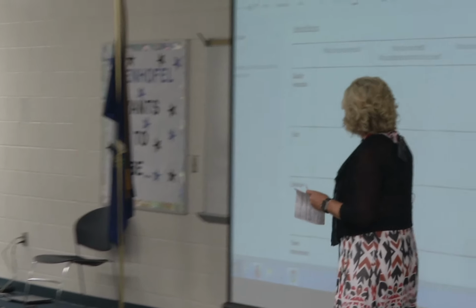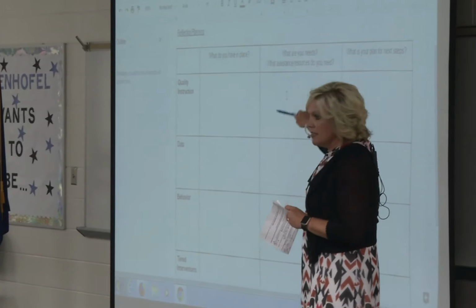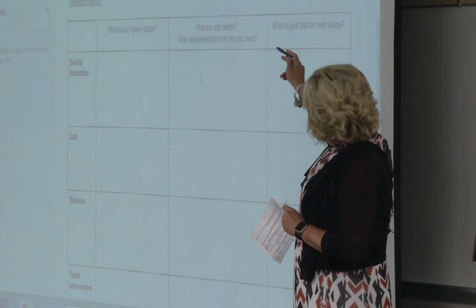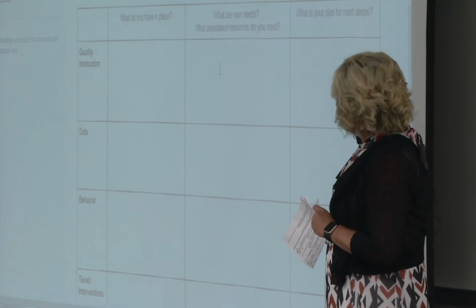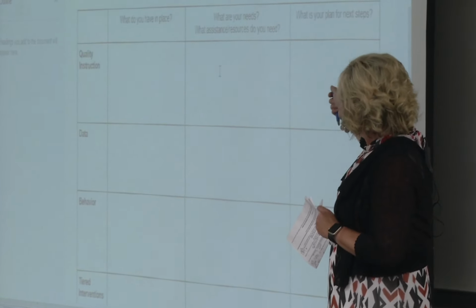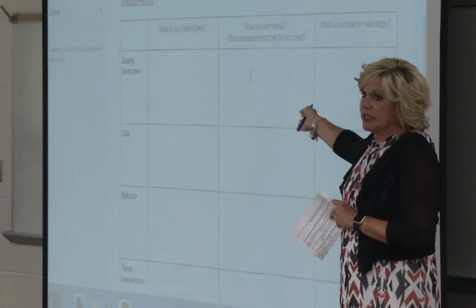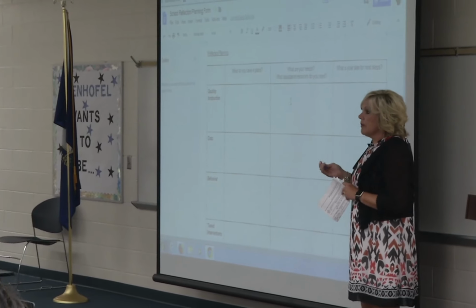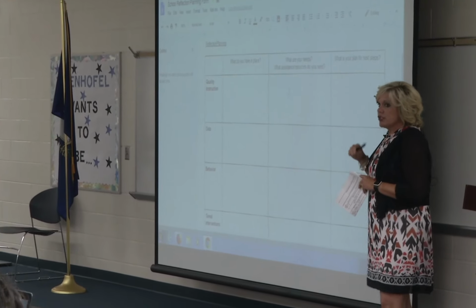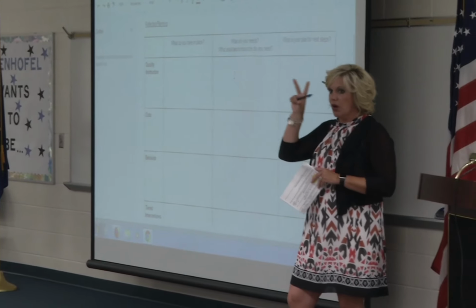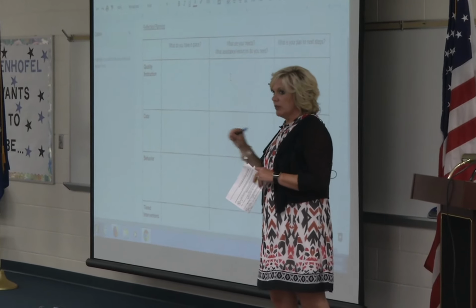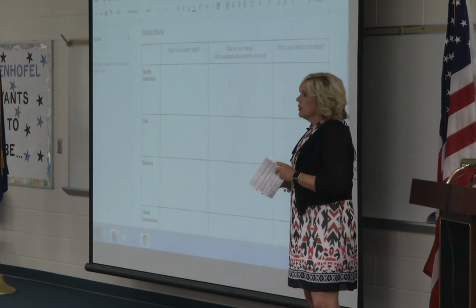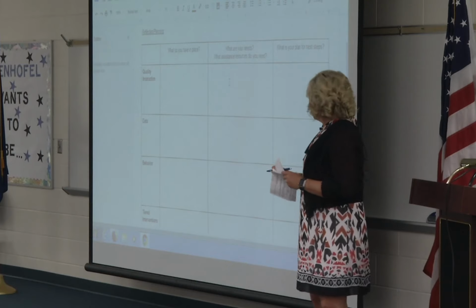So if you can go back to this reflection sheet, you can see for each piece that we're talking about today, with this one being quality instruction, what do you have in place? What are your needs? What assistance, resources do you need? And also that would be a great column to capture your questions. And then what is your plan for next steps? And just a reminder, one person in your school team should have shared that with everybody in your team so you can all capture this together collaboratively. And then remember to share it with Martha, Melina, and myself so that we also can hear your thinking and know your questions and your needs.